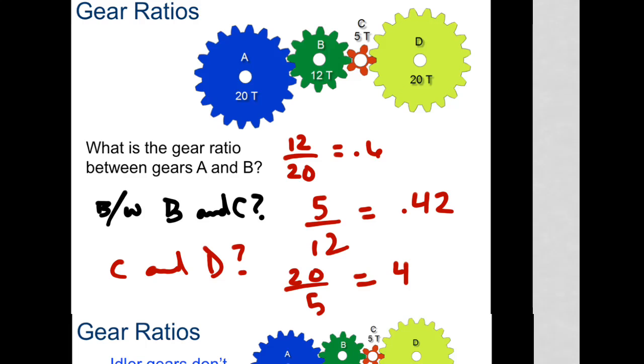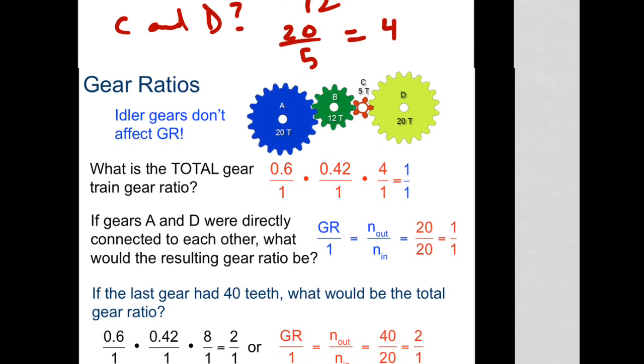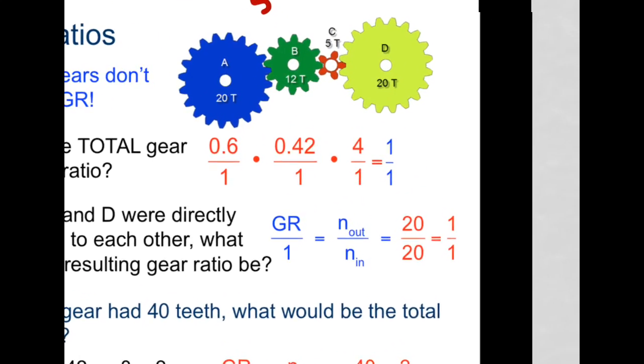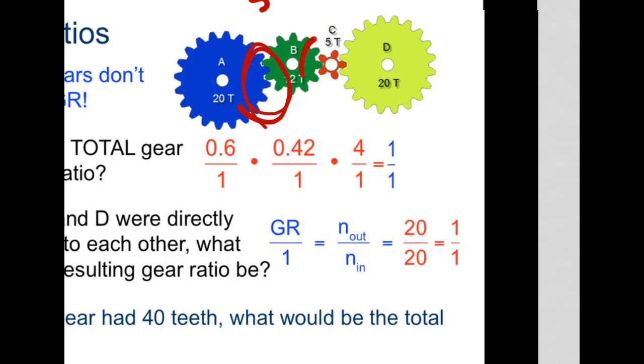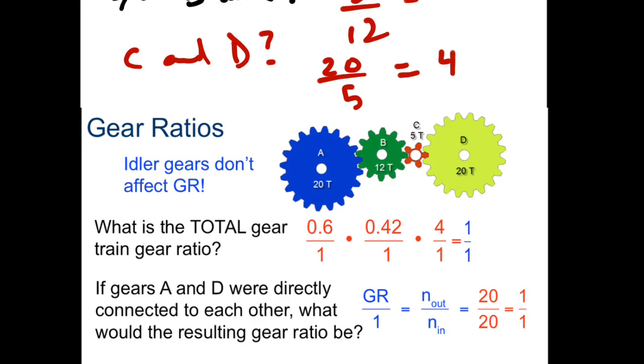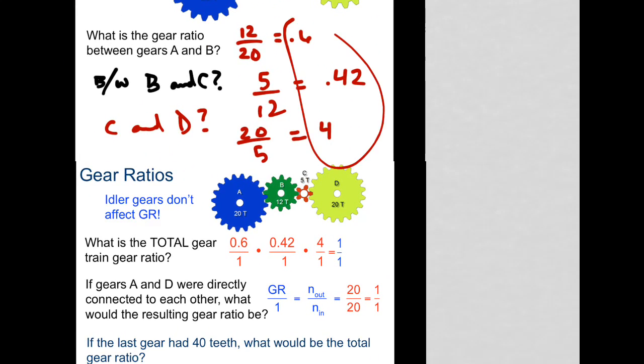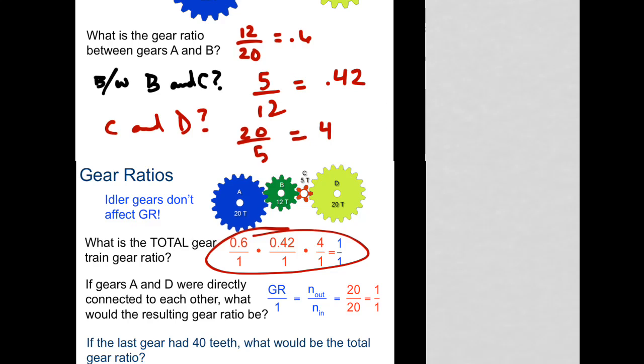That's pretty nifty. To do compound gears, to get the total gear ratio, all you're doing is multiplying this gear ratio times this gear ratio times this gear ratio. You just multiply all the ones that we just calculated, and that'll give you the total gear ratio. However, there's a shortcut for this. So let's see what that multiplication is. We had 0.6 times 0.42 times 4. If you do that, you get a gear ratio of 1. So the total gear ratio between A and D is 1.